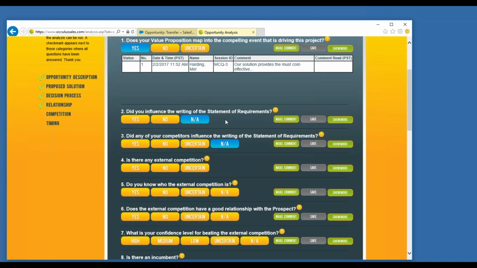So we go here now. Did I influence the writing of the statement of requirements? Well, it's still under development. I'm going to try to get involved, but it's not been released. So the answer to question 8 in opportunity description about the statement of requirements was no. So Occulus has put a non-applicable answer in these 2 questions.